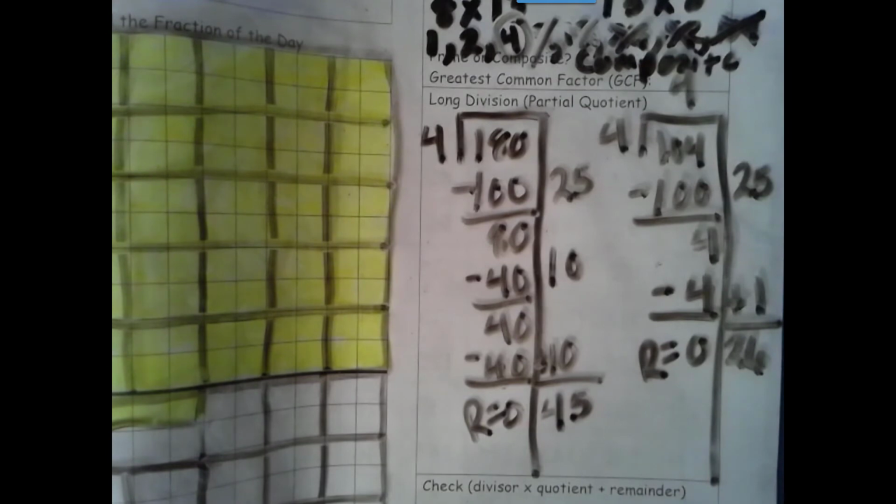Now we need to check our answers with our inverse operation. Divisor times quotient plus remainder. Now since our remainder is 0 for both, and the identity property of addition says when you add 0 it stays the same, I don't need to take time to add the 0.